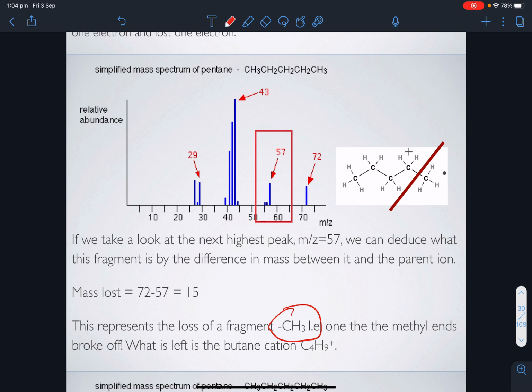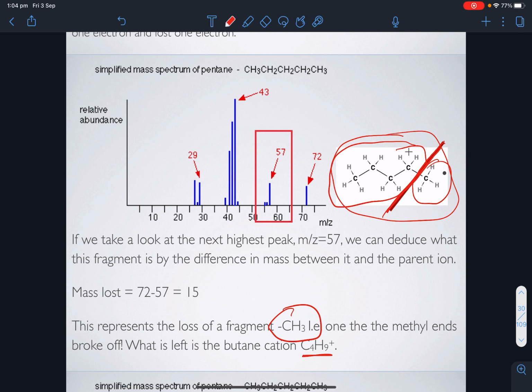What's actually happened is we've formed this parent ion. It's been relatively unstable, and a proportion of the fragments have undergone this breakage. That bond breaks, and what you get is that CH3 radical. It doesn't go around the bend of the magnet because it doesn't have a charge. It hits the wall and falls out. It doesn't reach the detector, but the rest of it, as a charge, goes around the curve and reaches the detector, and it has a mass of 57. What's left is the butane cation C4H9.